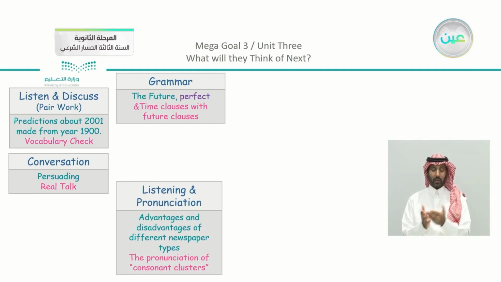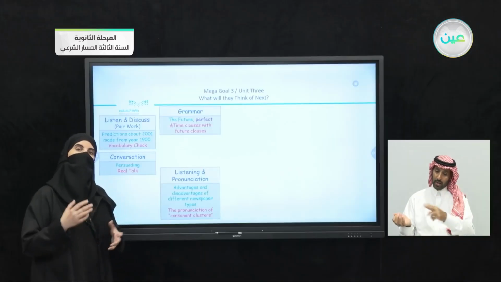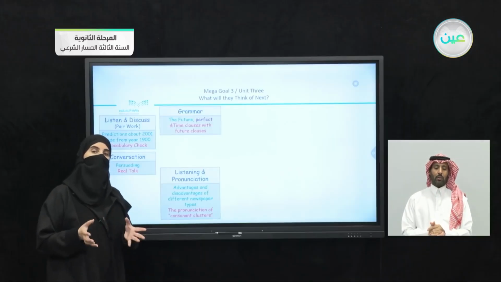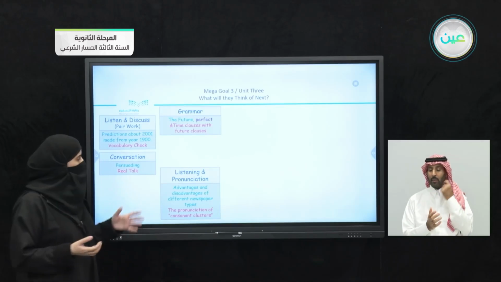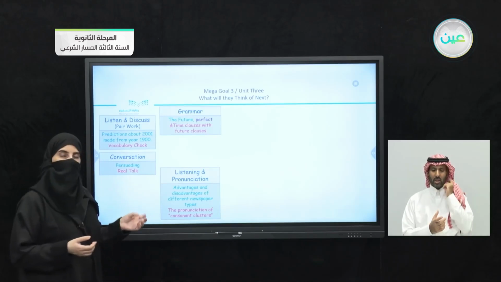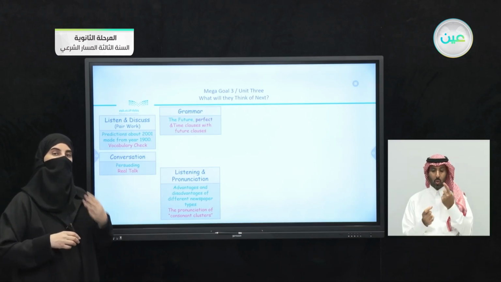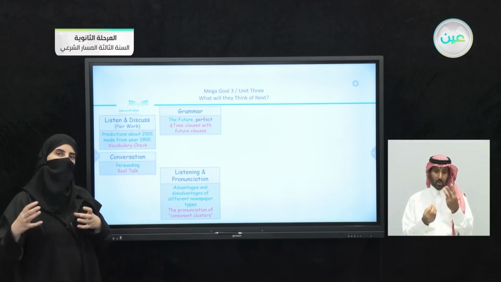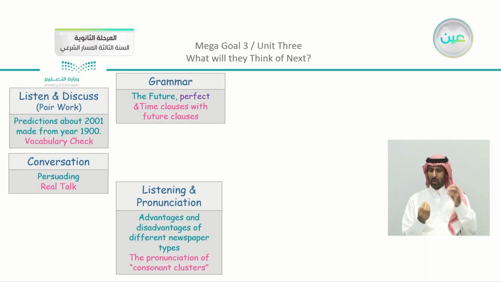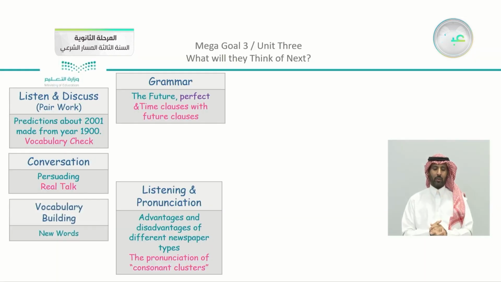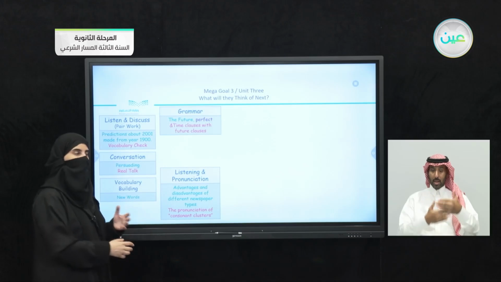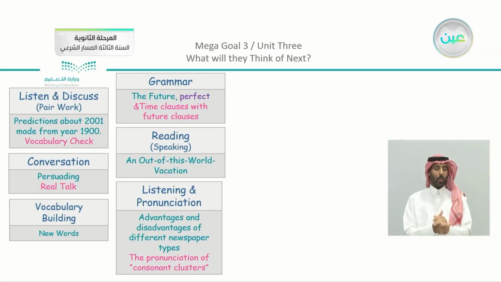In the listening, we listened to the advantages and disadvantages of different newspaper types. And we had the application of the pronunciation, which was about consonant clusters and how to join these consonants. They may be 2 letters or even 3 letters together to form one sound. Also, we have the vocabulary building. Of course, we studied new words, and we saw them also in the reading, which was followed by the speaking.